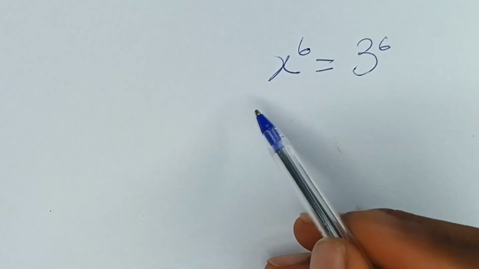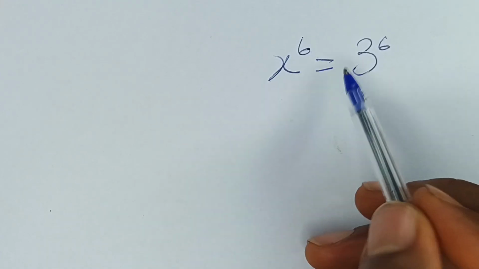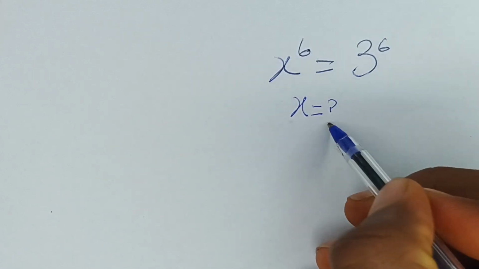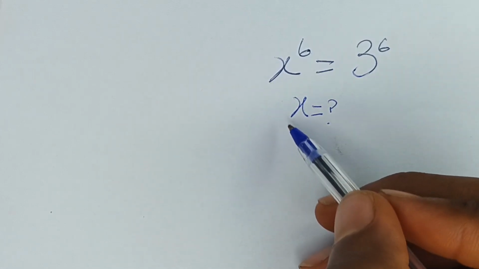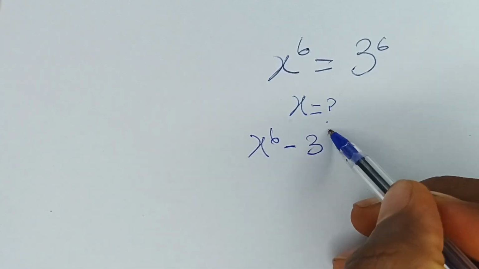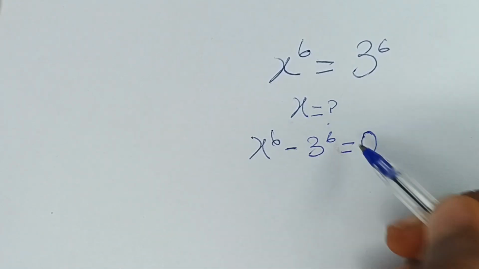Let's solve this equation together. It says x raised to the power 6 is equal to 3 raised to the power 6. We're required to find the values for x, okay? Now, first things first, we can say from here that x raised to the power 6 minus 3 raised to the power 6 is equal to 0, okay?